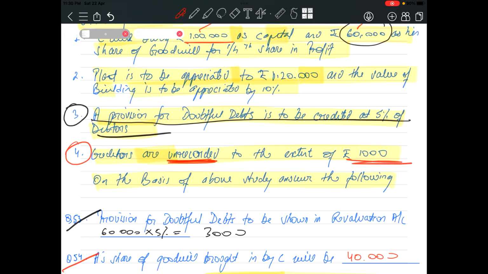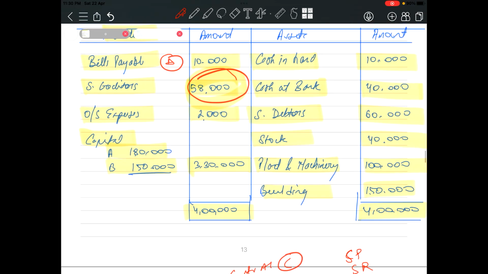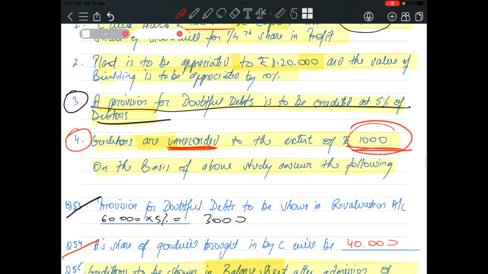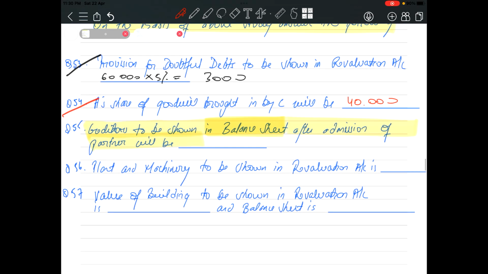What do you mean by unrecorded? This 1,000 we have purchased. Say for example, we have purchased something on credit, but we forgot to record this transaction. So the old value was 58,000 and there is a 1,000 increase. So what will be the value of creditors? 59,000. How did I get this? 58,000 in balance sheet plus unrecorded 1,000. Simple and easy.